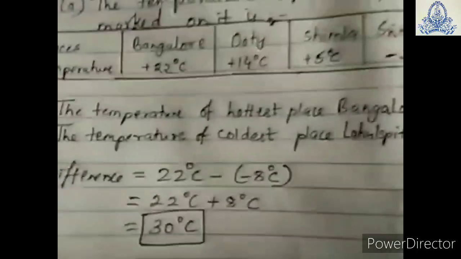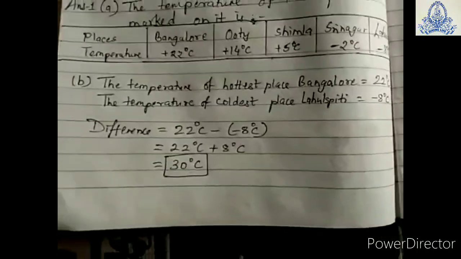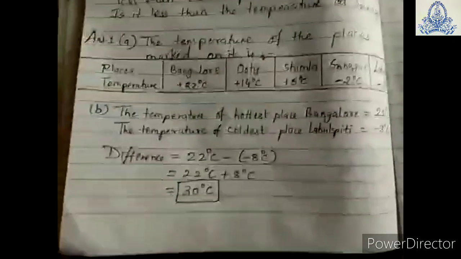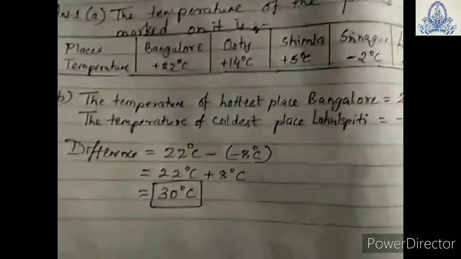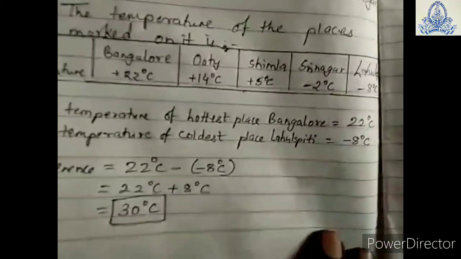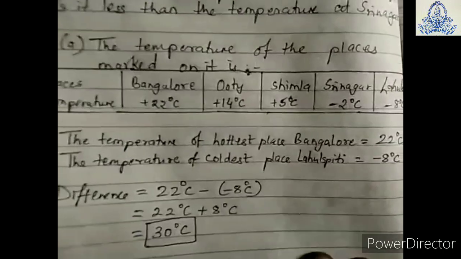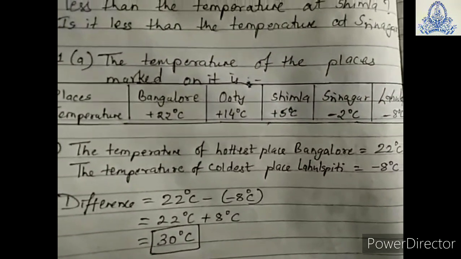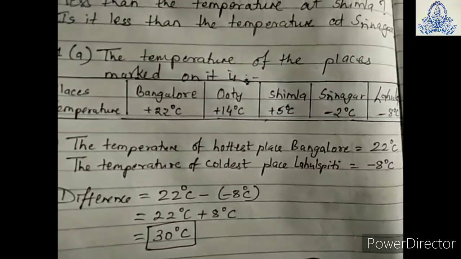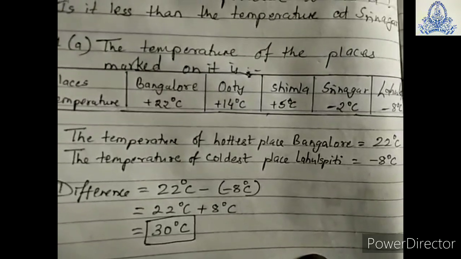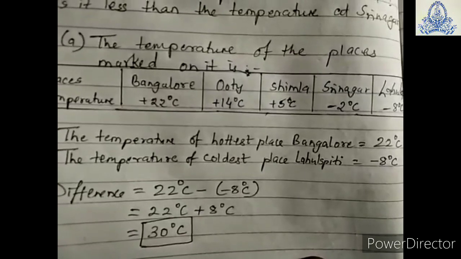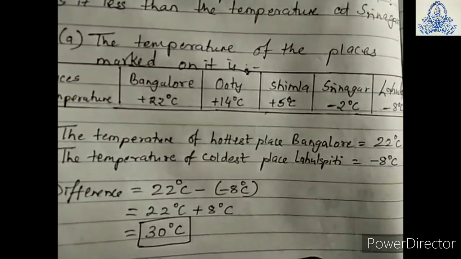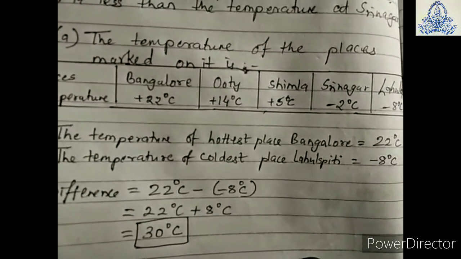For that we will write the sentence: the hottest place is Bangalore, and the temperature in Bangalore is 22 degrees Celsius, and the coldest place is Lahaul Spiti, which has -8 degrees Celsius. The difference between the hottest and the coldest place, that is Bangalore and Lahaul Spiti, we are having 22 degrees Celsius.